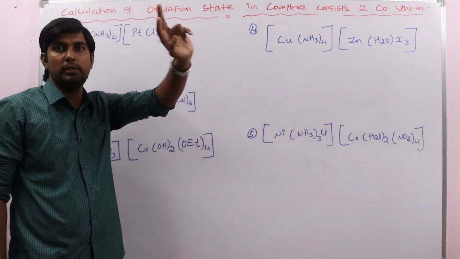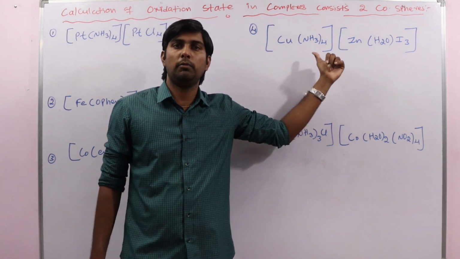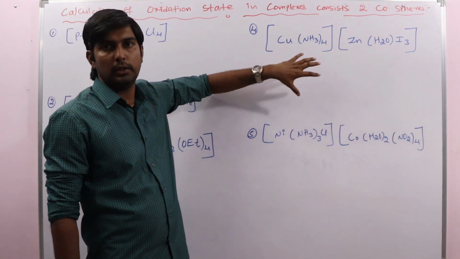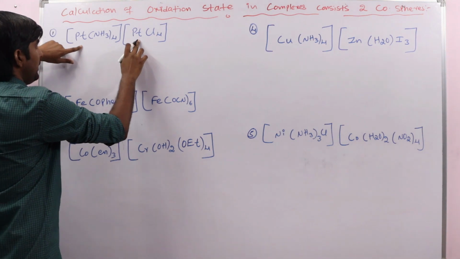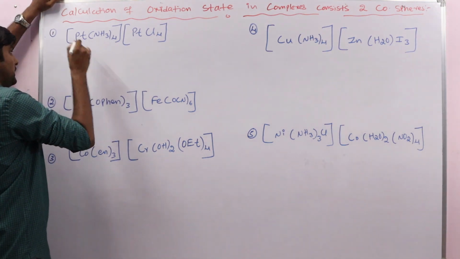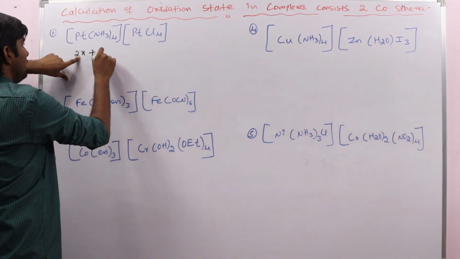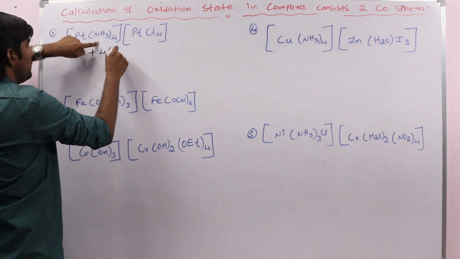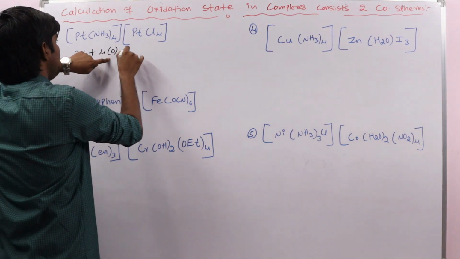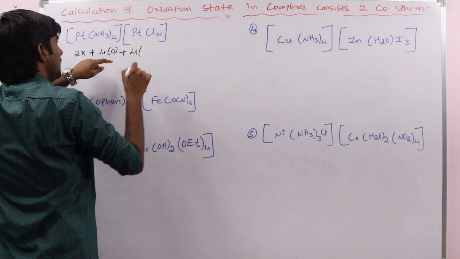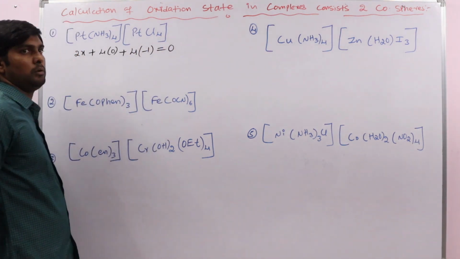Here we discuss the complexes with two coordination spheres, and the two examples are very special and among the most important examples in this topic. So first one, see here how many metals we have. Two metals, so 2x. Plus 4 ligands here, 4 amine ligands, they are neutral, so they carry 0 charge. So 4 into 0 plus, we have 4 chlorines, each carries -1 charge, so 4 into -1.